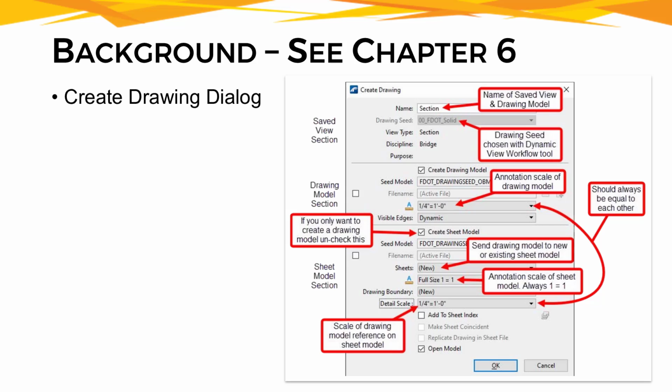This is a Create Drawing dialog box, which comes up when you use a section callout tool or others to help streamline the dynamic view workflow and model-centric plans production process. There's a lot going on in this dialog box, but we're going to break it down into the 3 sections. The upper section is for the saved view, the middle section is for the drawing model, and the bottom section is for the sheet model.